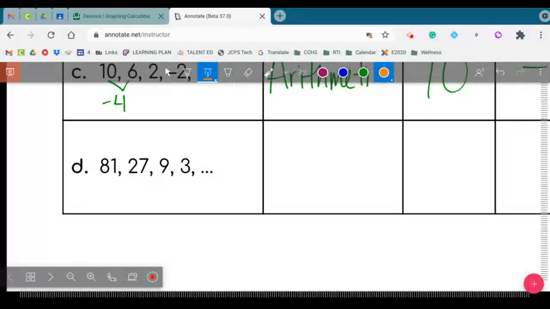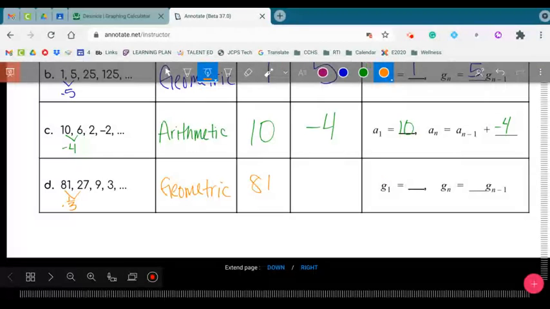Okay, last one, you go from 81 to 27 to 9 to 3. You're clearly multiplying by a fraction. You're multiplying by 1/3. So this is geometric. Our first term is 81. Our common ratio is 1/3. So both of these two numbers get plugged in. g sub 1 is our first term, and then 1/3 goes in front of our g.